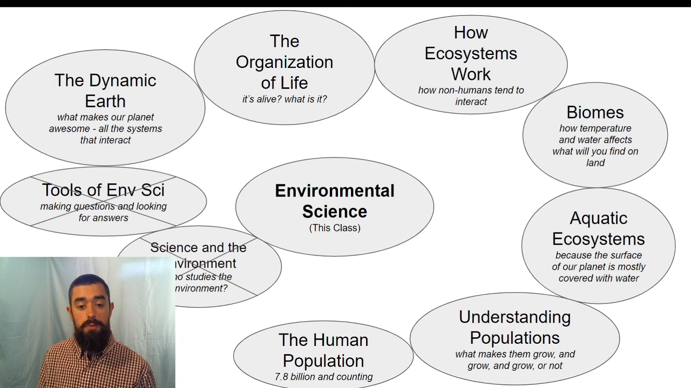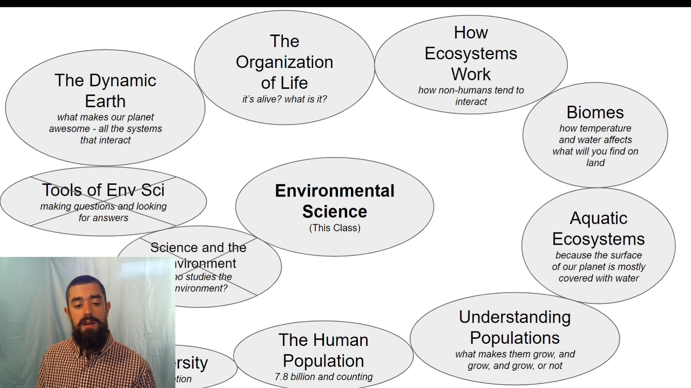So we'll talk about the human population and how we have changed, how we have influenced our environment, and how we've been influenced by the environment as well. And then biodiversity. If there's time, we'll cover this chapter. Why is biodiversity such a good thing to have in an ecosystem or in our environment? So those are all the chapters, and I look forward to getting right into it with you guys.